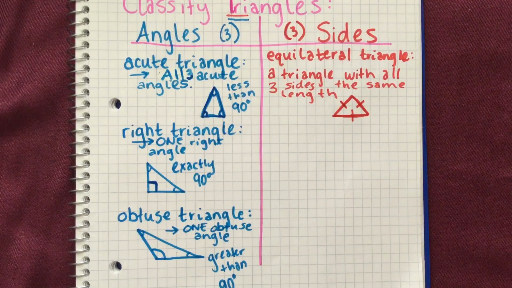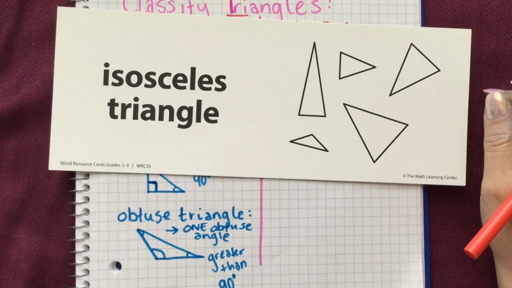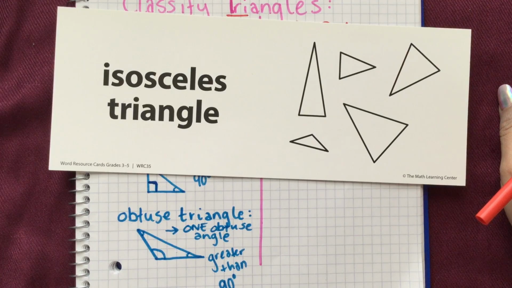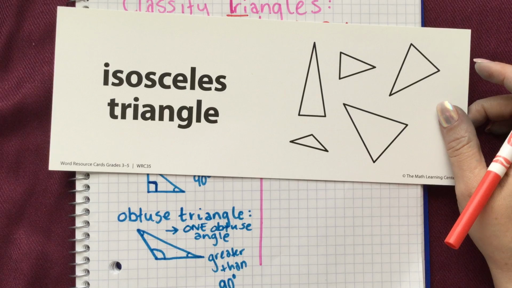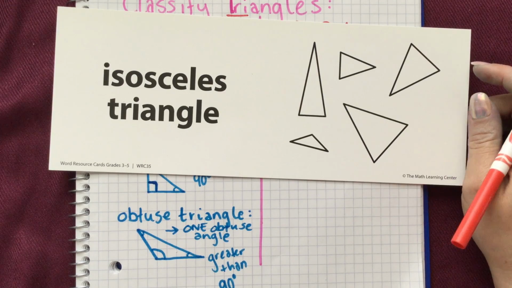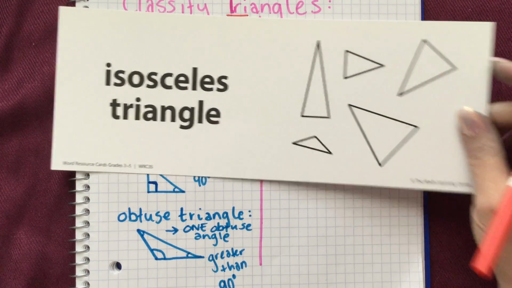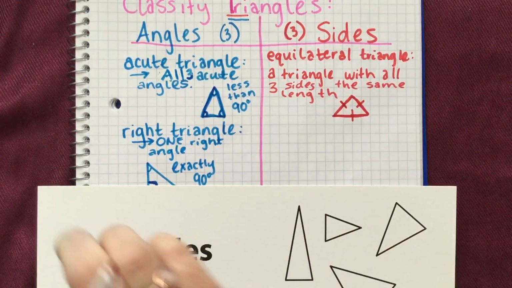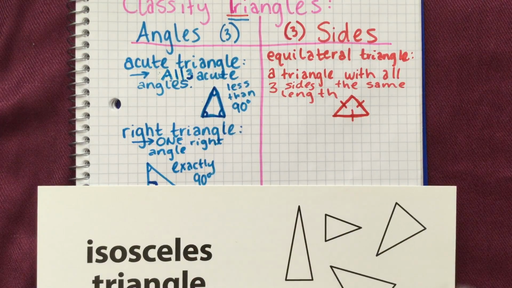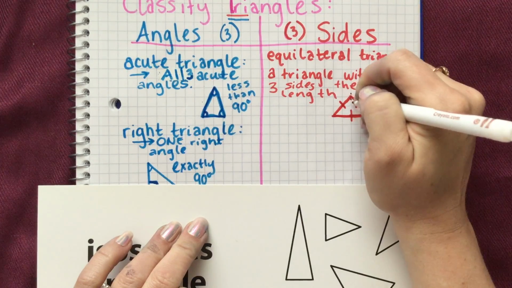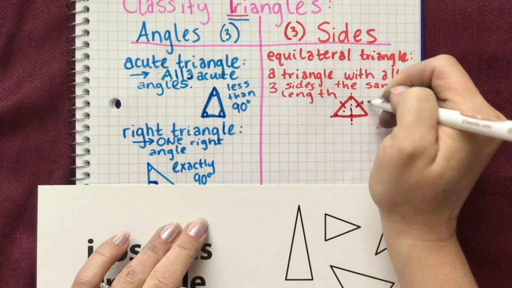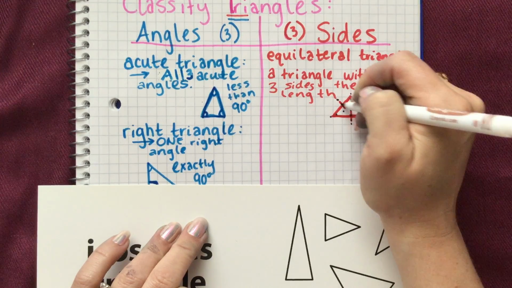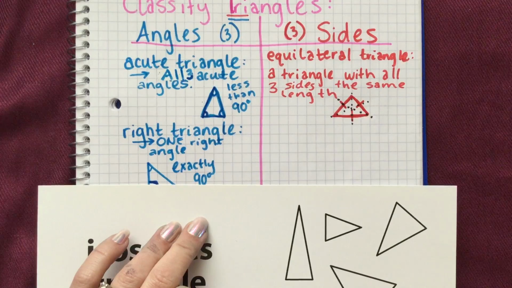So let's talk about the next classification of triangles based on its sides. It's the isosceles triangle. Now, one way to recognize if triangles are equilateral or isosceles is by lines of symmetry. An equilateral triangle will have lots of lines of symmetry. It'll have lines of symmetry this way. It'll also have lines of symmetry this way. It'll also have lines of symmetry this way.